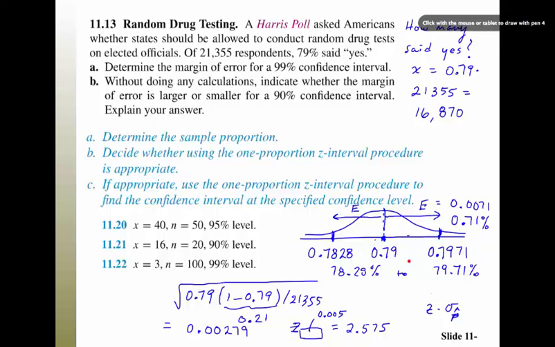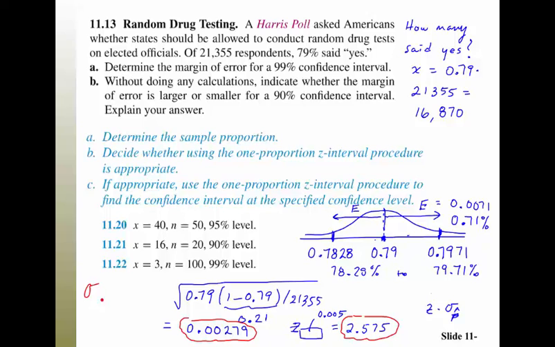Right, so to get this number, didn't you take 0.79 plus something? Isn't that how you did it? Yeah, you had 0.79 and you added something to get this. Well, that's E, right? Whatever you add to this gets you here. So this times this is what you added, right? We took this many standard deviations, and this was our standard deviation. So we took 2.575 of those, added to our point estimate to get that.